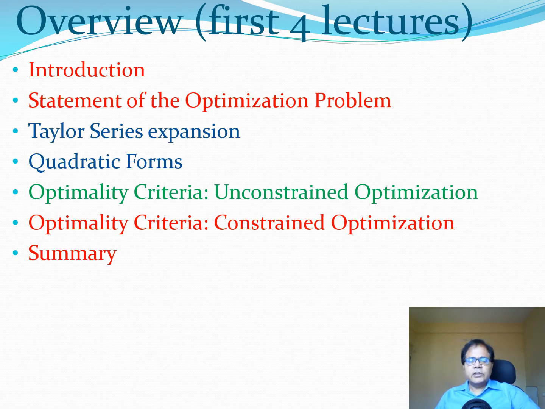Then we are going to discuss Taylor series expansion, which will play a very big role in gradient-based optimization methods. We'll introduce the concept of the quadratic forms. Then we are going to look at optimality criteria for unconstrained optimization and for constrained optimization. And finally, we are going to summarize these 4 lectures.